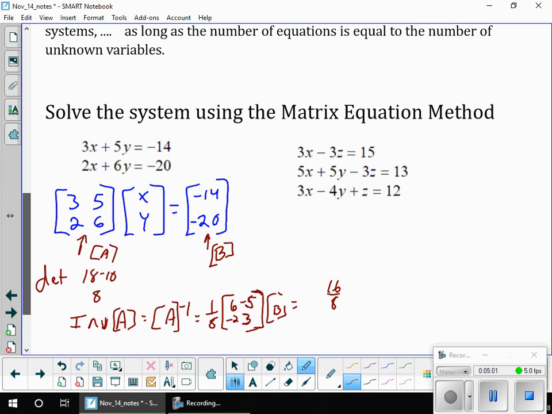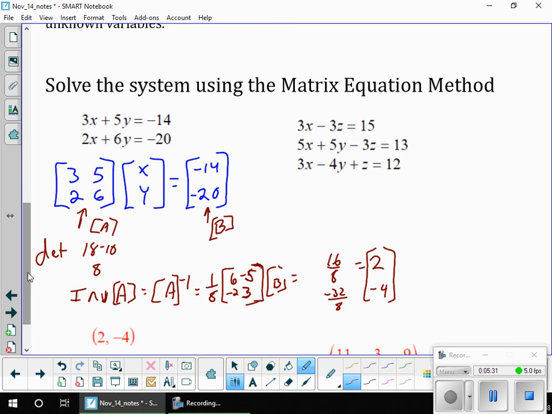And now if I do the same thing, I'm going to take negative 2 times negative 14, that gives me a 28. 3 times negative 20, so negative 60. 28 minus 60 is negative 32. So I get a negative 32 over 8. And now if I reduce those, I get a 2 and a negative 4 in my matrix. Well, that means the x has to be a 2 and the y has to be a negative 4.